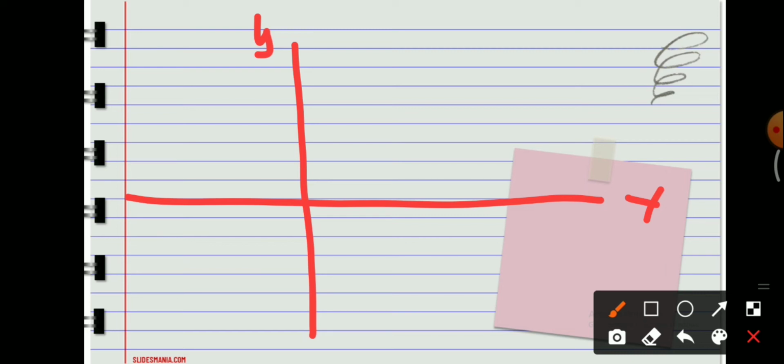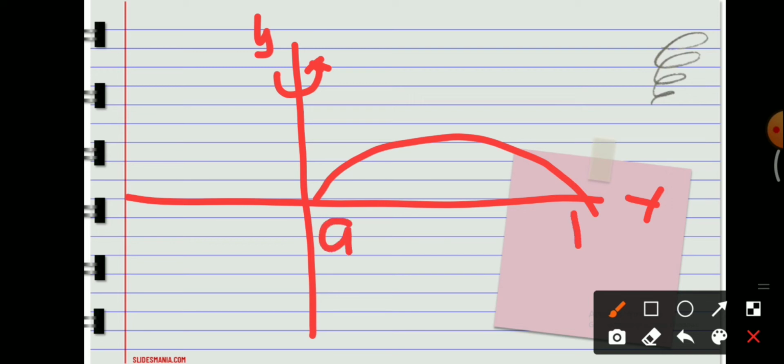Our cylindrical shell is rotating about the y-axis. We have a curve here. The limits of integration are from a to b. The rectangle shape should be drawn parallel to the axis of rotation. And in our situation, the cylindrical shell is rotating about the y-axis, so it should be drawn parallel to the y-axis.